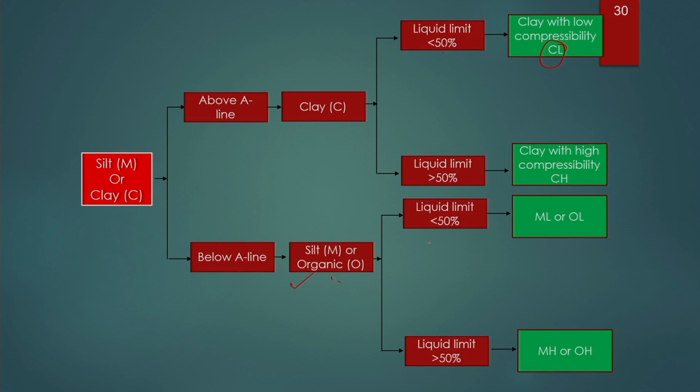If it is silt or organic soil, and the liquid limit is less than 50%, it will be termed as silt or organic soil with low compressibility. If its liquid limit is more than 50%, it can be termed as silt or organic soil of high compressibility. So, this is all about the soil classification system.